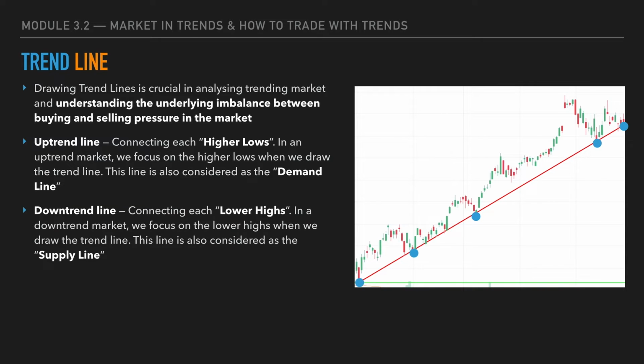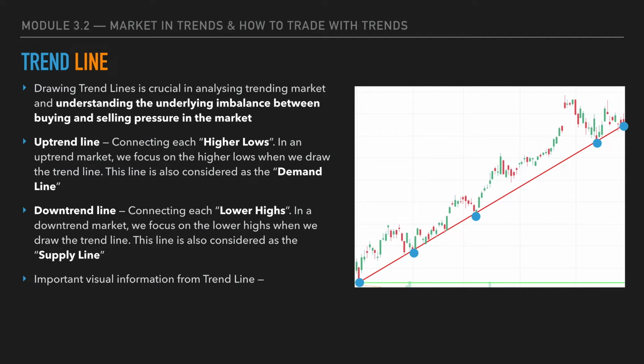On the other hand, in the downtrend market, we focus on the lower highs when we draw the trend line. By connecting each lower high on the chart, we can get a downtrend line. This downtrend line is also considered the supply line because the selling pressure is the strongest around this line level. By using trend lines, we can get many valuable visual information about the current trending market.